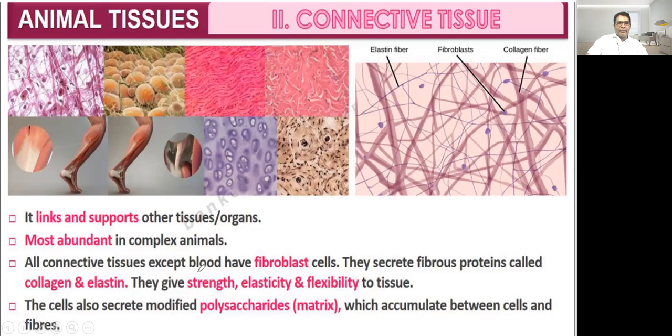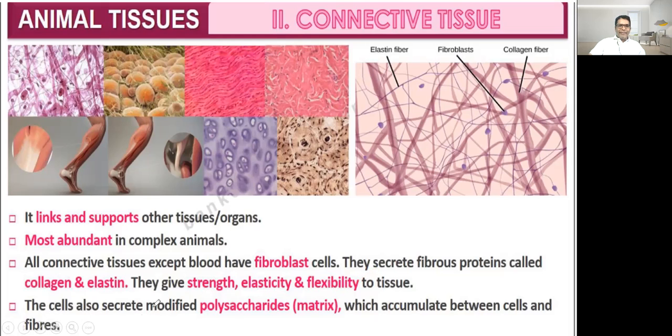All connective tissues except blood have fibroblasts. So connective tissues have one cell that is called the fibroblast cell. They secrete fibrous proteins called collagen and elastin. Sometimes the question is, in which type of tissue will you find fibroblast cells? The answer will be in connective tissues. And what is the secretion of fibroblasts? They secrete fibrous proteins, and these are collagen and elastin. And what is the function of collagen and elastin? They give strength, elasticity, and flexibility to the tissue.